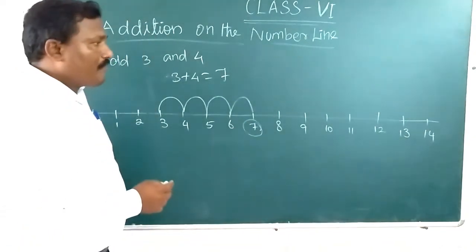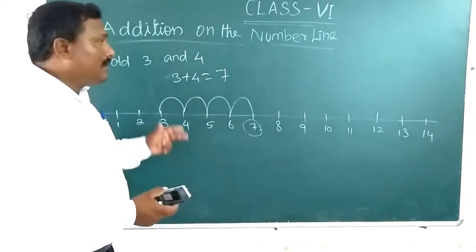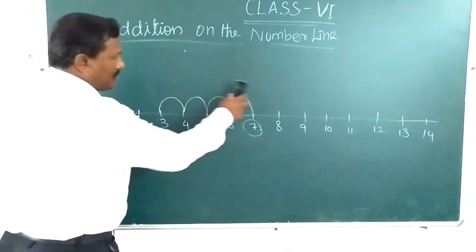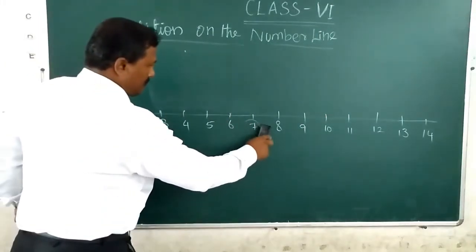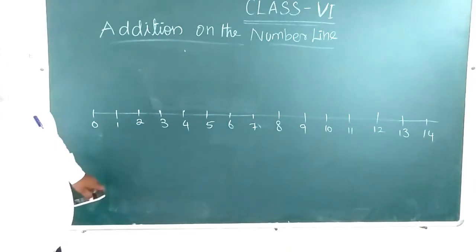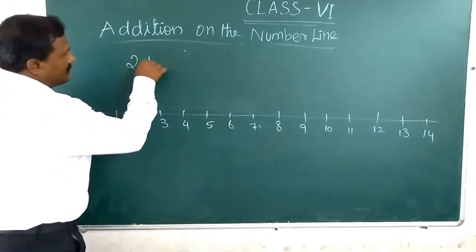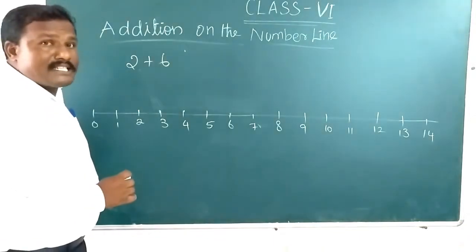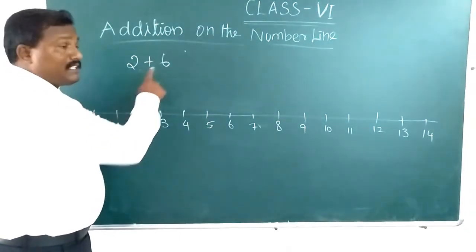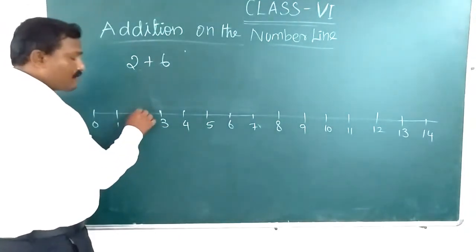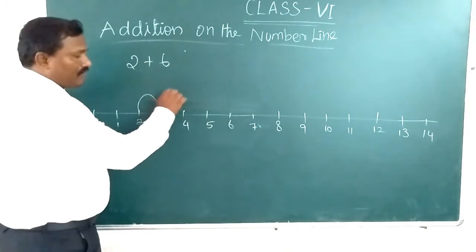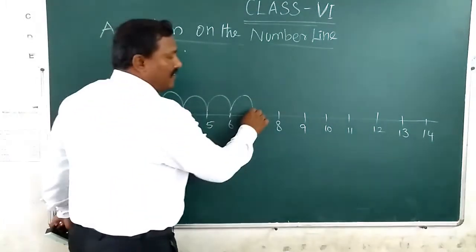So now you can add any number by using the number line. Let me take another example. Okay, 2 plus 6. Now I want to add the numbers 2 plus 6. So I told you, you have to start from 2 and you have to jump 6 times. So I start from 2 and jump 6 jumps. So 1, 2, 3, 4, 5, 6.